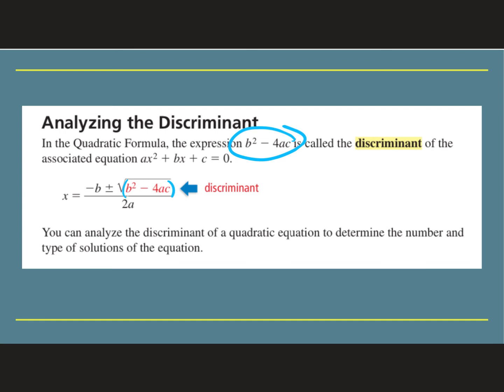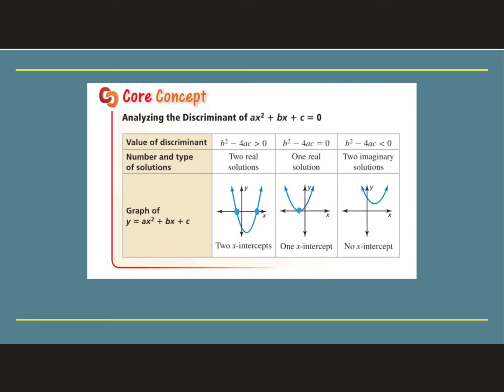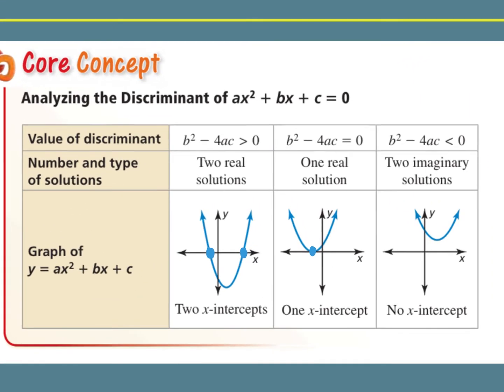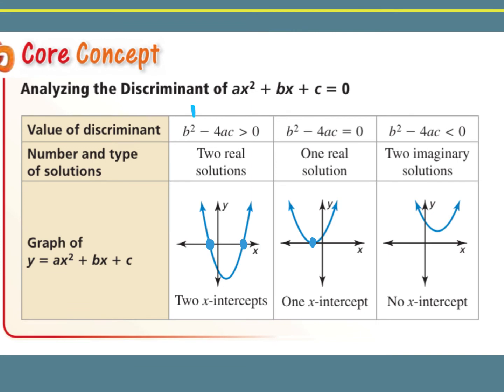We can analyze the discriminant of a quadratic equation to determine the number and the type of solutions of the equation. So if our discriminant is positive, this says it's greater than 0. If it's a positive number, that means I have 2 real solutions.